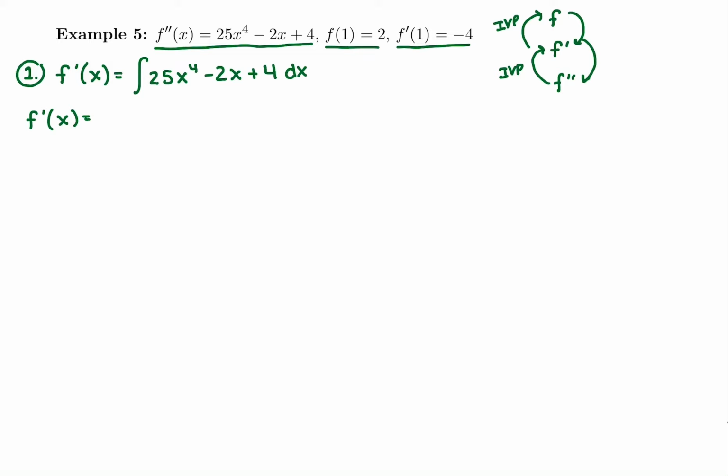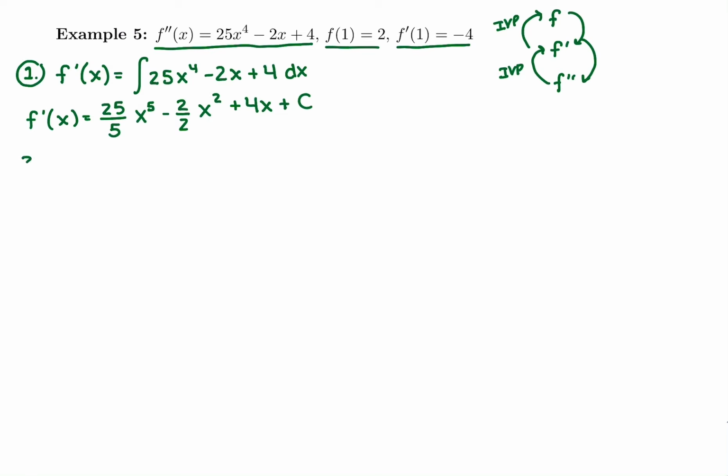I'm going to do 25 over 4 plus 1 is 5. So maybe this first time I'll write it out, but normally I would simplify. 4 plus 1 is 5, so I would really write 25 over 5 as just being 5, but we'll fix that in a second. So 25 over 5, x to the 5, minus, same thing with this, I would normally simplify fractions. 1 plus 1 is 2, so we're going to get 2 over 2, x to the 2. And the antiderivative of 4 is 4x plus c.